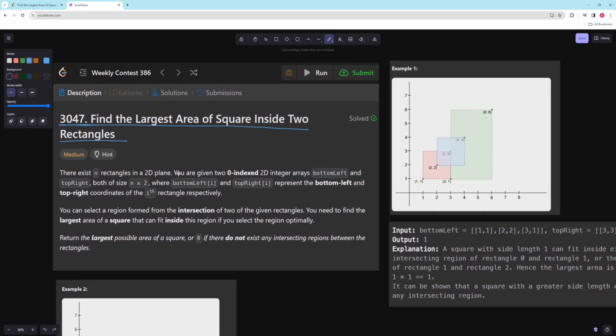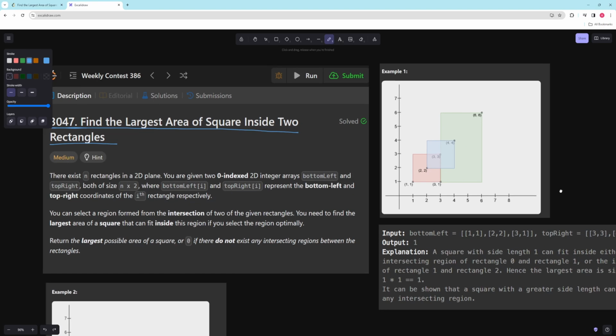And the problem: you have n rectangles in a 2D plane, and you're given two zero-indexed arrays, bottom left and top right, and they represent the bottom left and top right of a rectangle, respectively. You can select a region formed by the intersection of two of the given rectangles. You need to find the area of the largest square that can fit inside this region, if you select it optimally. Return the largest possible area of the square, or 0 if it does not exist.